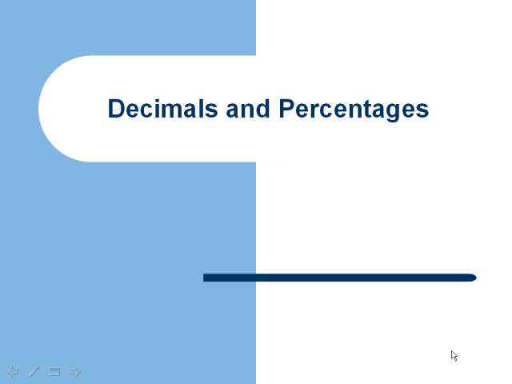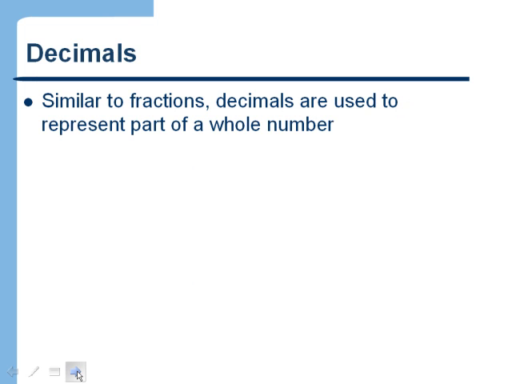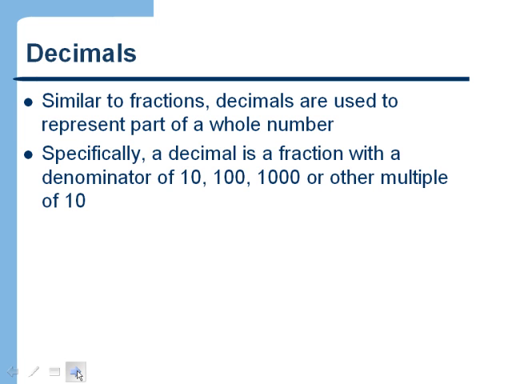Let's start our review of decimals and percentages. Decimals are similar to fractions in that a decimal is used to represent part of a whole number. We'll see that this is actually very closely related to fractions because a decimal is simply a fraction with a denominator that is some power of 10. So 10, 100, 1,000, etc.